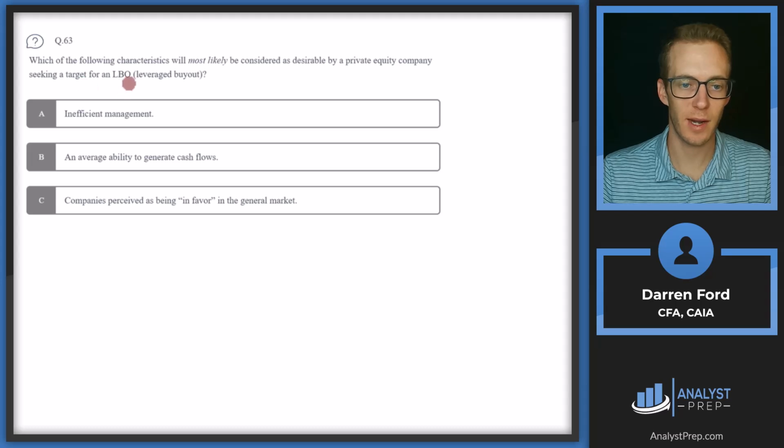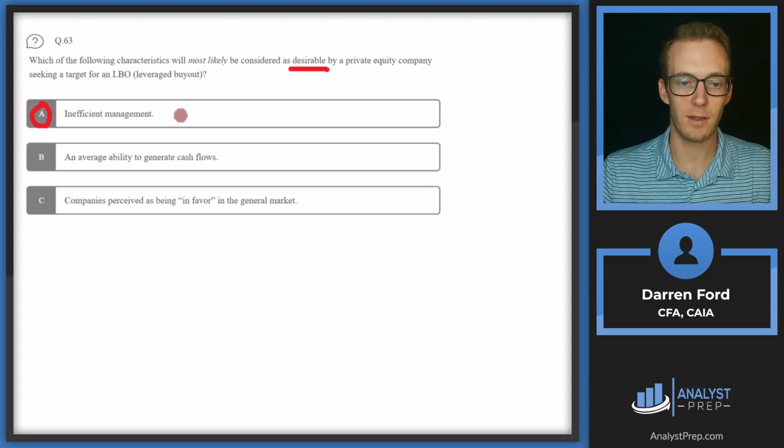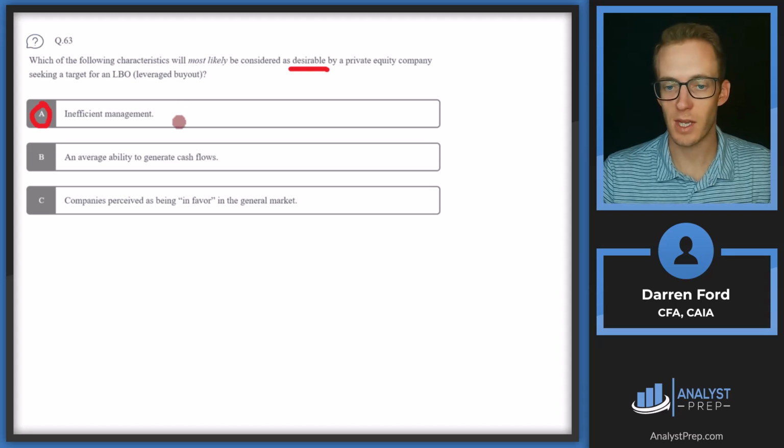Question 63. Which of the following characteristics will most likely be considered as desirable by a private equity company seeking a target for an LBO, leveraged buyout? So considered a desirable trait, what would they want this company to have if they're going to buy them out using a lot of debt? A, inefficient management. This could certainly be a desirable trait. If management is inefficient, then that gives the private equity room to come in and make operational improvements, increase the profits and the cash flows, and essentially make the business worth more when they sell it in the future. So I think A will be our answer right off the bat.